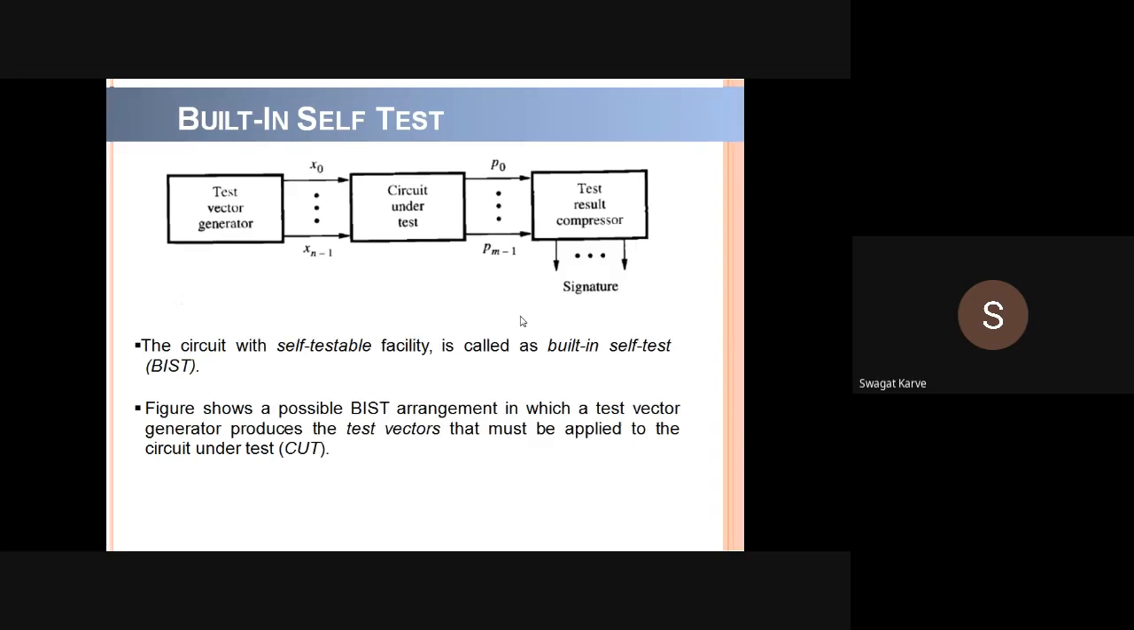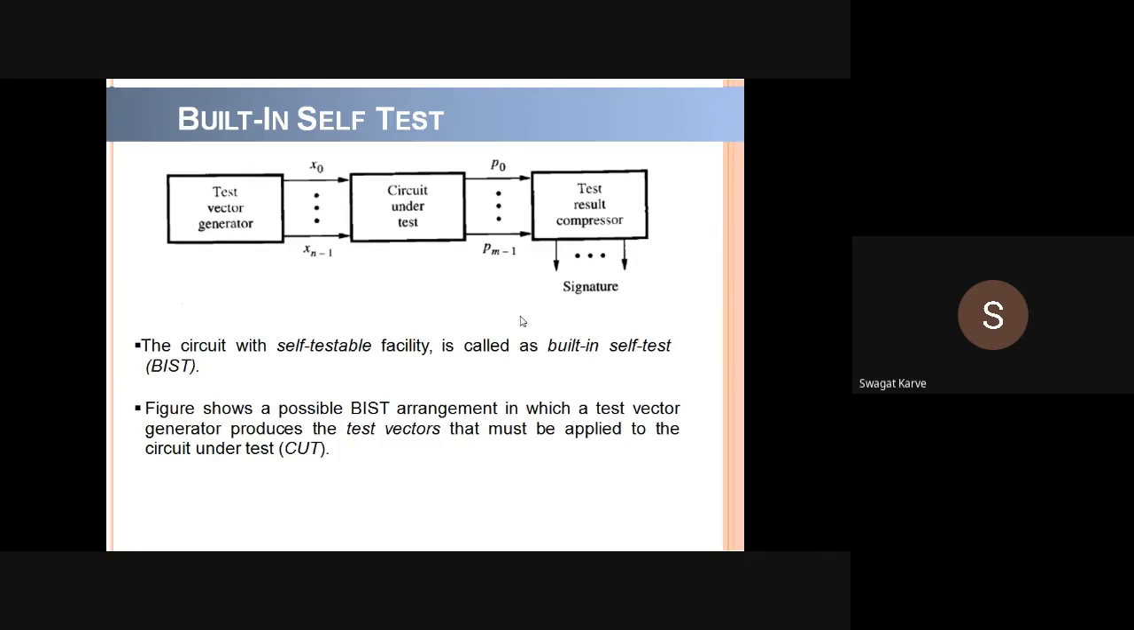Now, the next method of this sequential logic testing is nothing but built-in self-test. Okay, built-in self-test. Now we will discuss this built-in self-test method. What is actually this built-in self-test method?